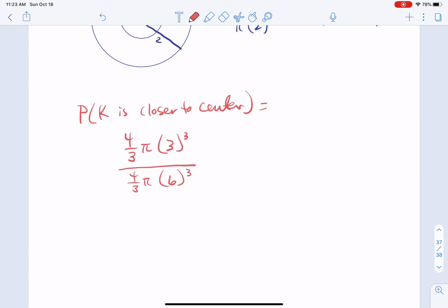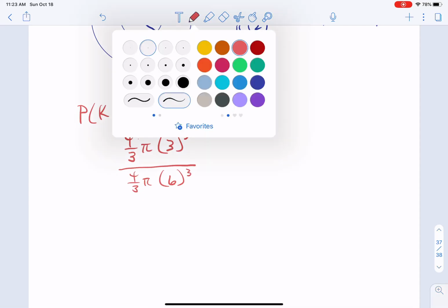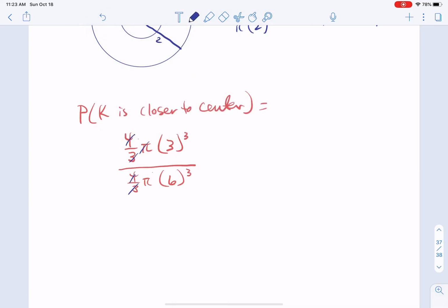Look, I don't even have to deal with the 4/3, it turns out, because as I arrange it in this fraction, I can see that all of this is going to cancel out with all of this. This is like 1. Okay, so let's get our cancellation crayon. There we go. And then all I have to do is 3 cubed. 3 cubed is 27. 3 times 3 is 9, and then 9 times 3 is 27. And then 6 cubed. 6 times 6 is 36, and 36 times 6 is 216.